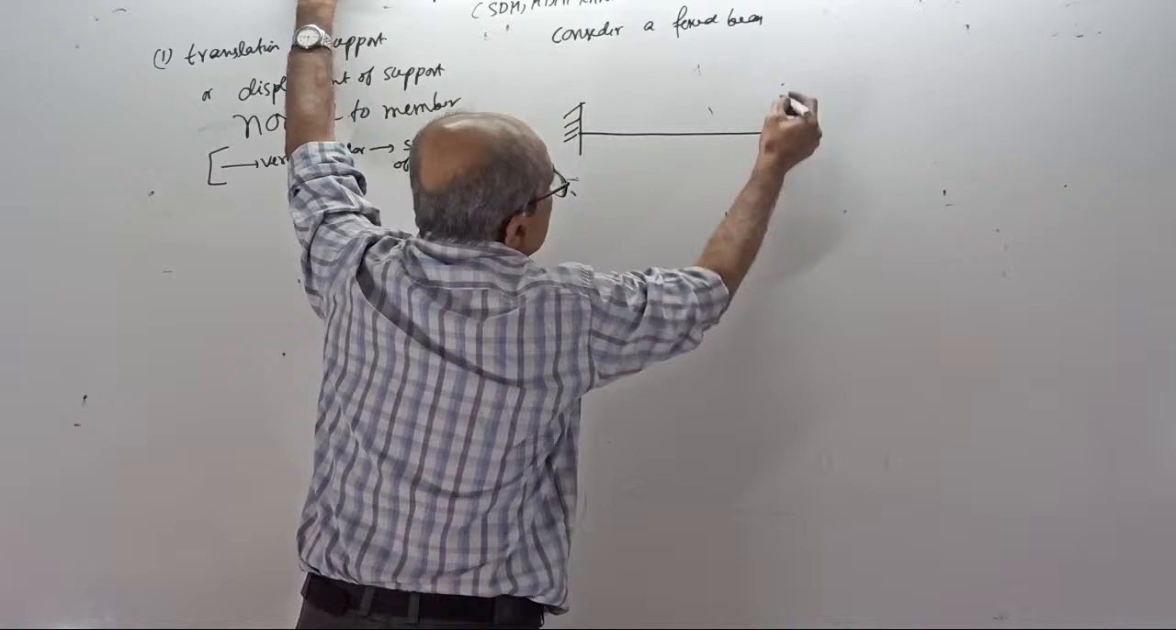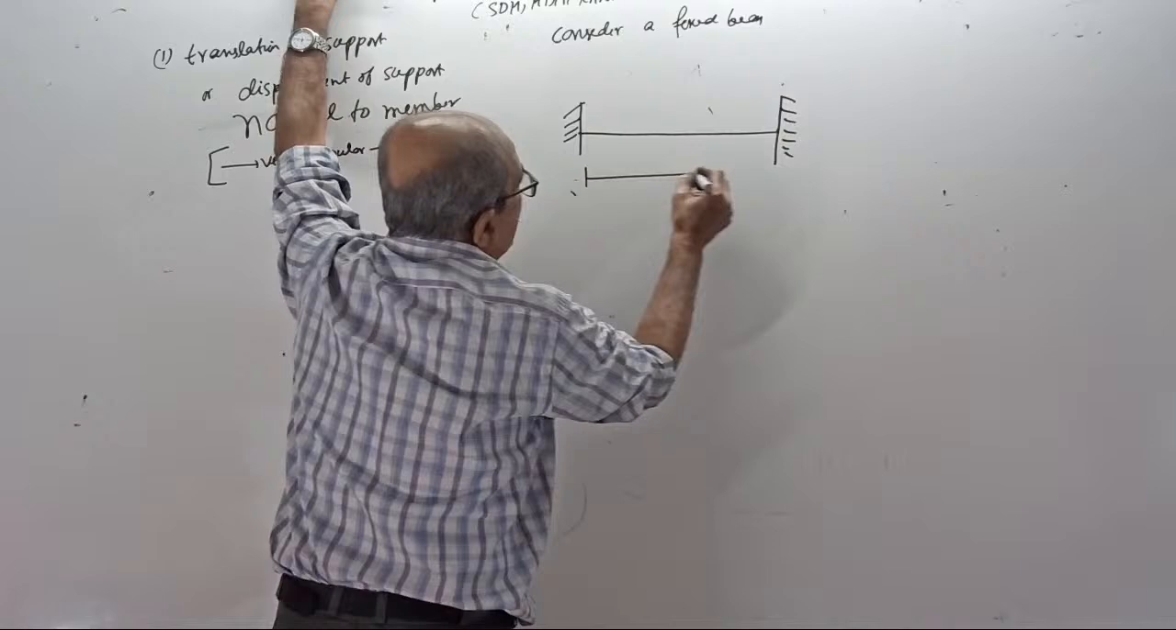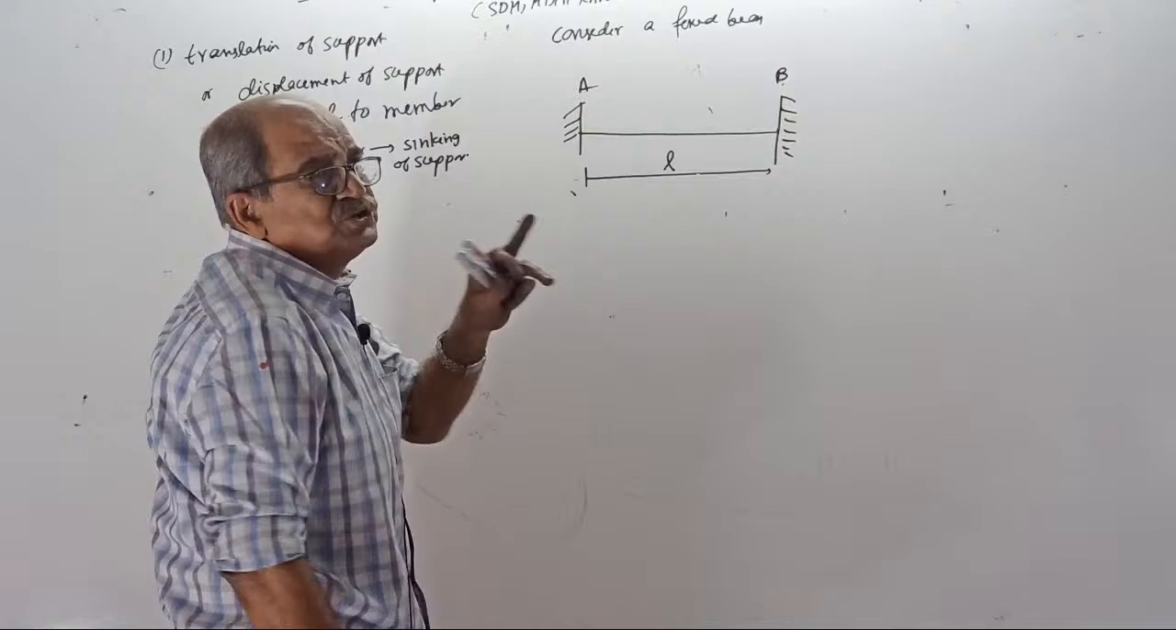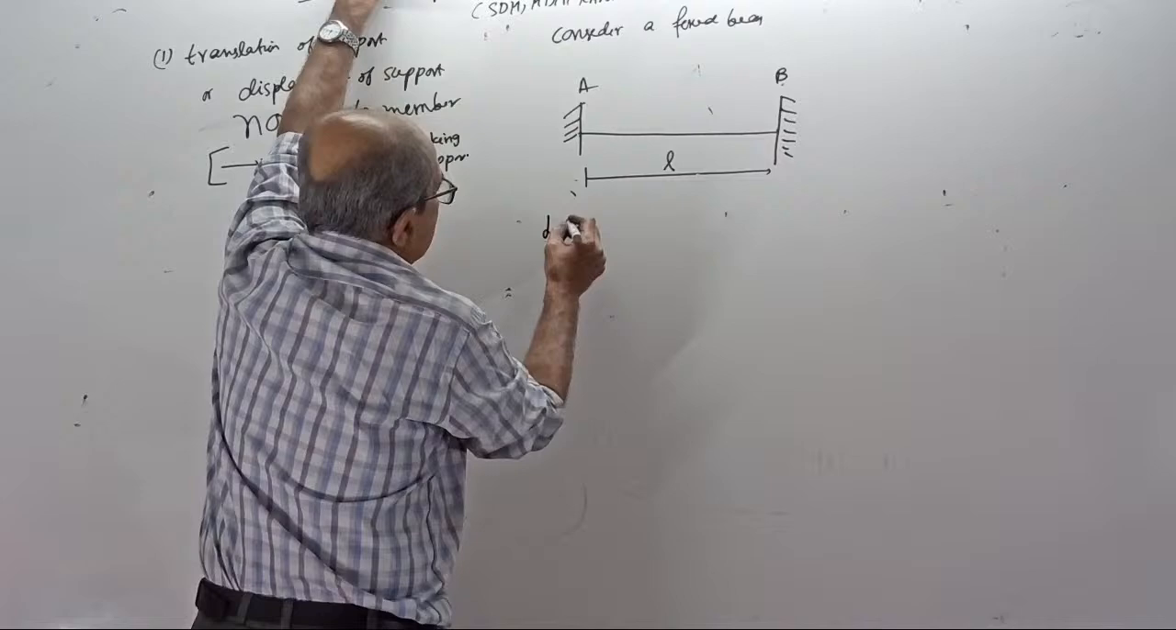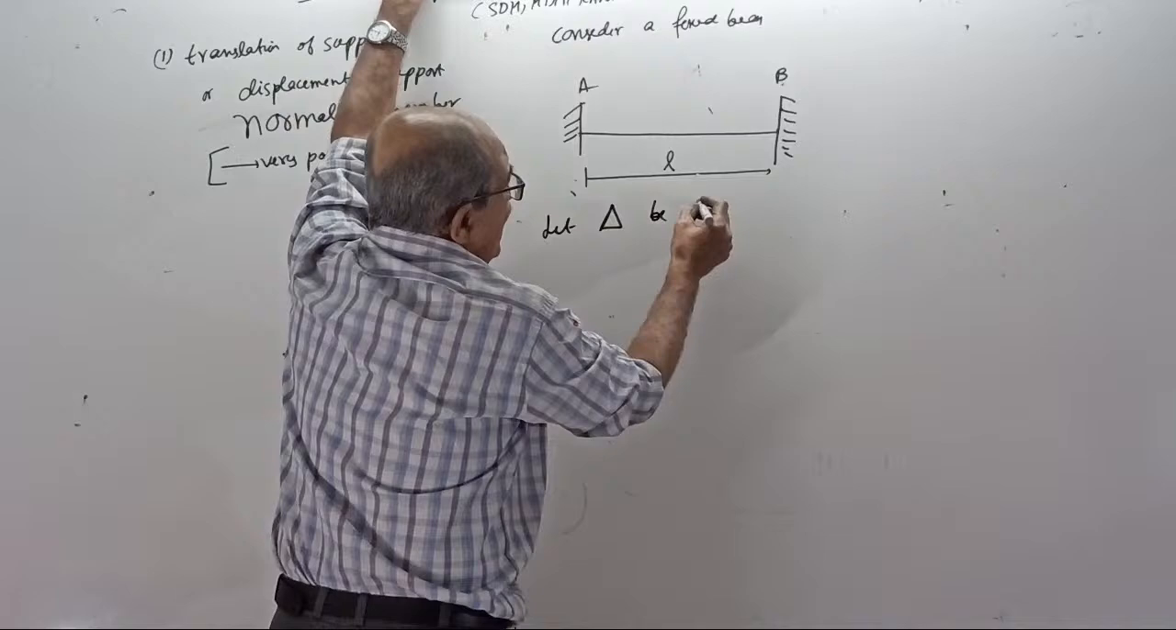Fixed beam, span L. I will call this AB. Now, due to some reason, either support A or support B will either sink or go up. Let delta be the displacement.